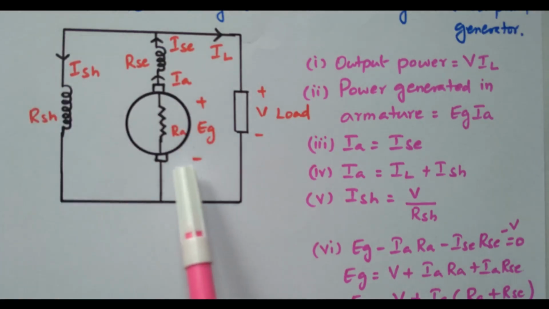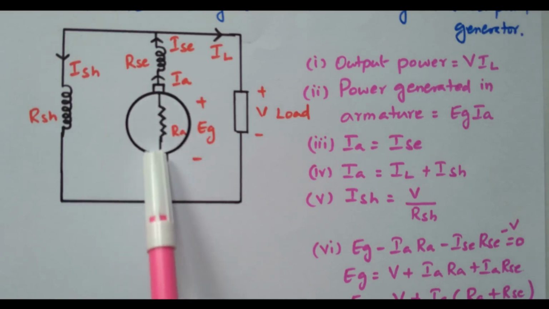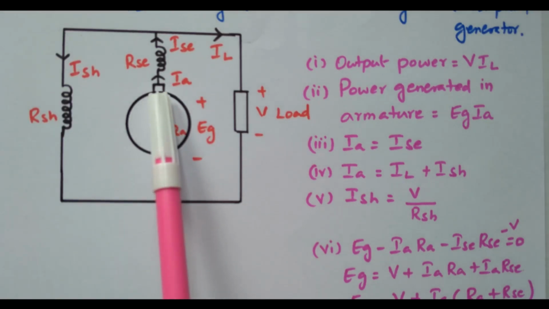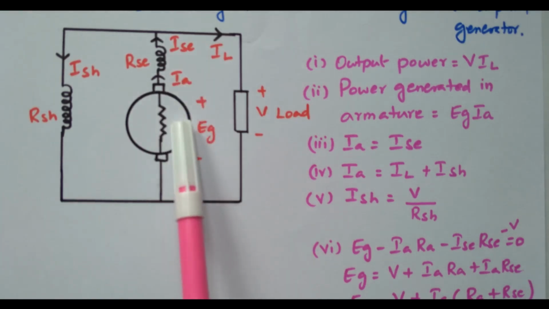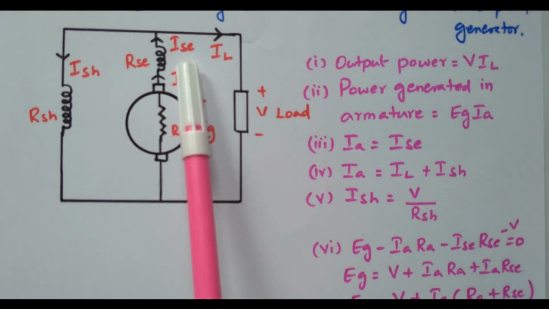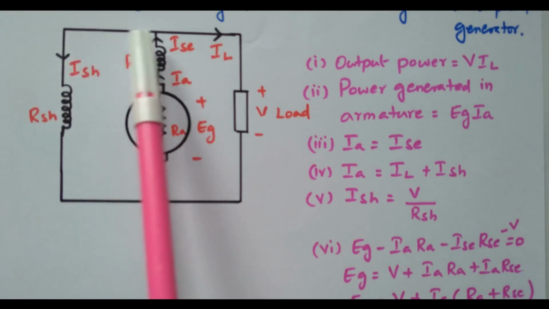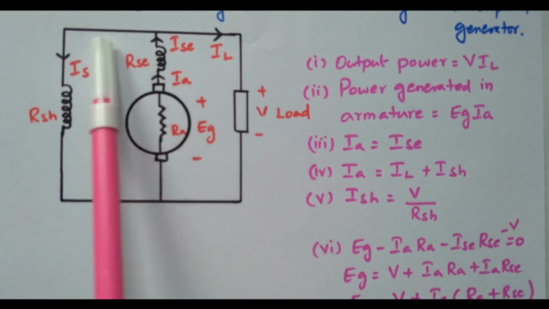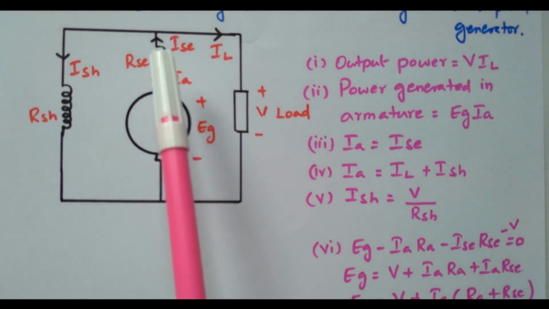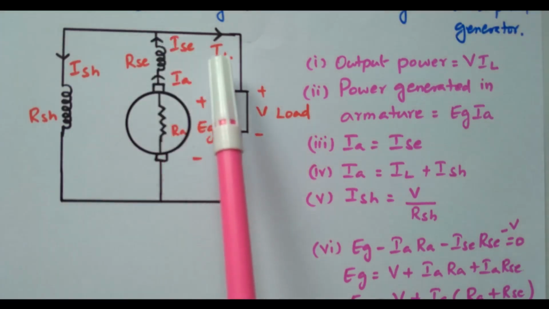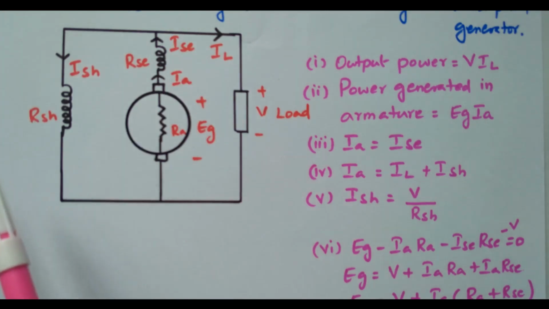So what about the current? Here IA, the current coming out of the armature winding is IA, while the current flowing through the series circuit is ISC. So both are equal, IA and ISC are equal, armature current as well as series field current are equal. At this point it is split into load current and shunt field current, ISH and IL, right. So IA equal to ISC, that is equal to the sum of IL plus ISH, right.